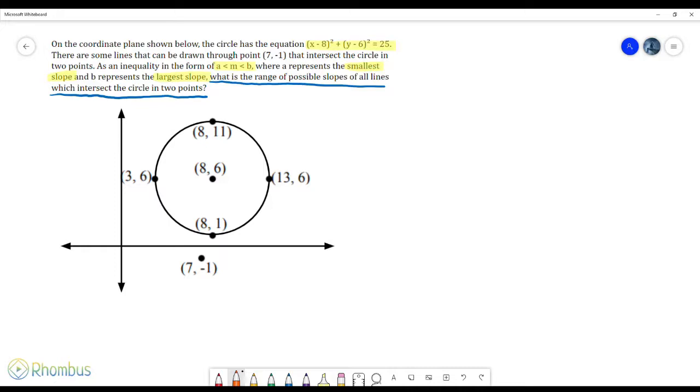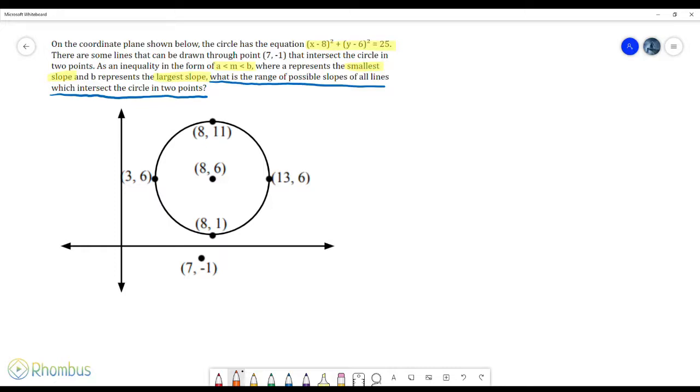The first way we'd solve this problem is we should find out the slope of the lines which only touch the circle at one point, because if we find out the slope of those lines, we know that anything between the slopes of those two lines would intersect the circle twice. So let's first draw the two lines.